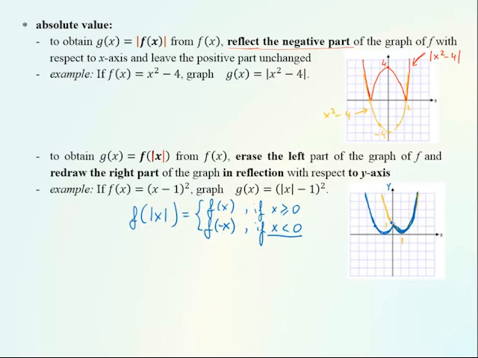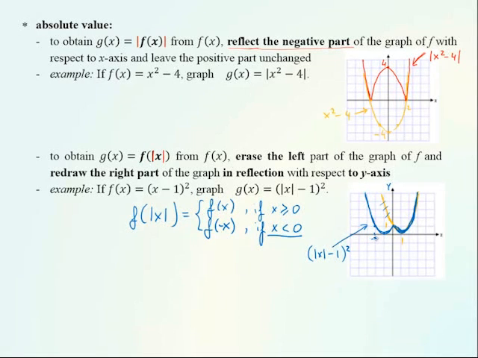However, this yellow part of the graph is totally forgotten. It's not there at all. So we erase the left part of the graph totally, and redraw the right part of the graph in reflection with respect to the y-axis. So keep the right part of the graph and flip it to the other side. However, the left one is forgotten. So this final blue graph is the graph of the function absolute value of x, minus 1, and then square it. You can check on that.